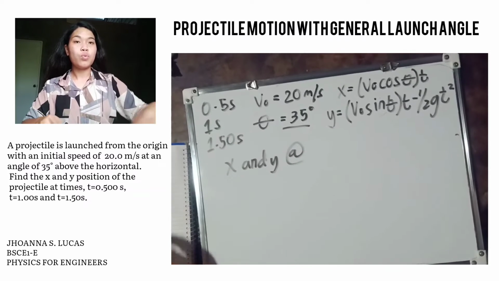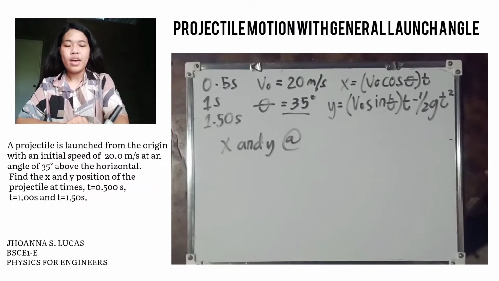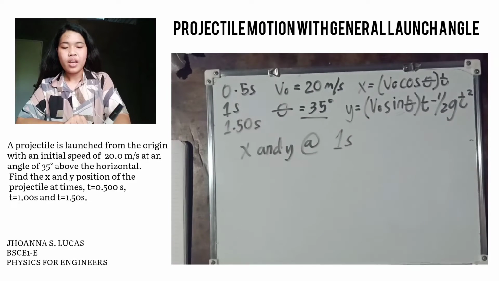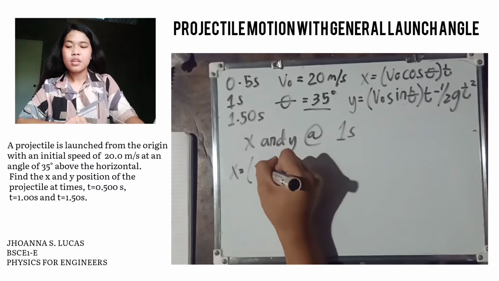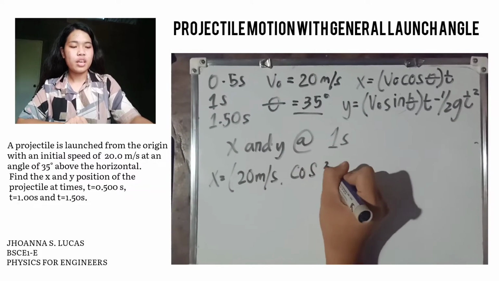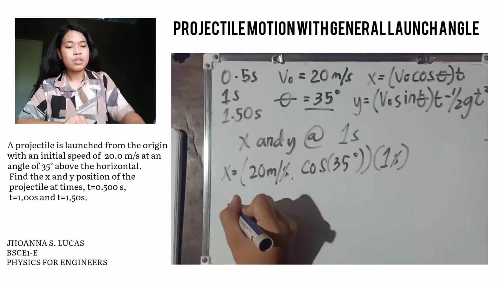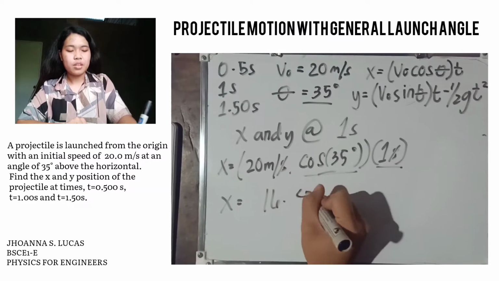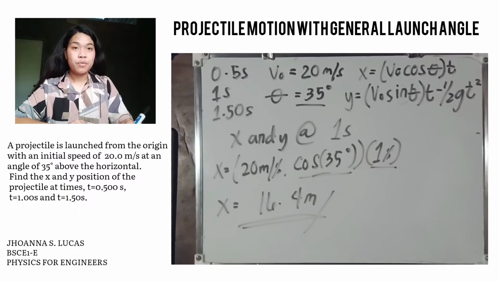So, we will just do what we've done in the first computation. So, x and y at 1 second. For x, our initial velocity, which is 20 meters per second, times cosine 35 degrees, times our time, which is 1 second, and cancel the seconds. So, 20 meters times cosine 35 degrees times 1 is equal to 16.4 meters. So, our x is 16.4 meters at 1 second.